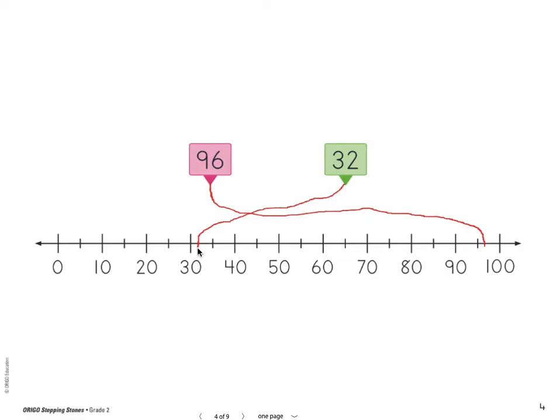32. The closest decade number is 30, and it's only 2 away. Okay, and now let's look at 96. If we look at 96, the closest decade number would be 100, but how far away is 96 from 100? 4, right? So, 2 away or 4 away? 32 is closer to a multiple of 10.